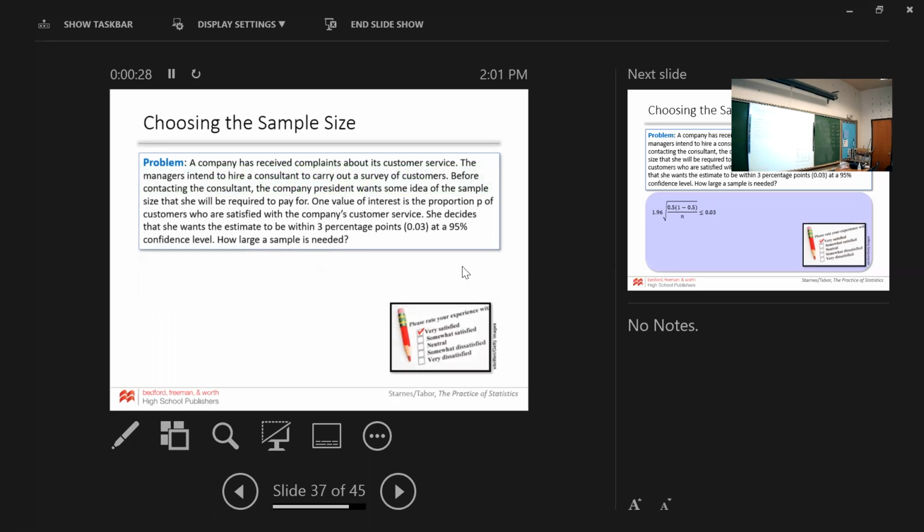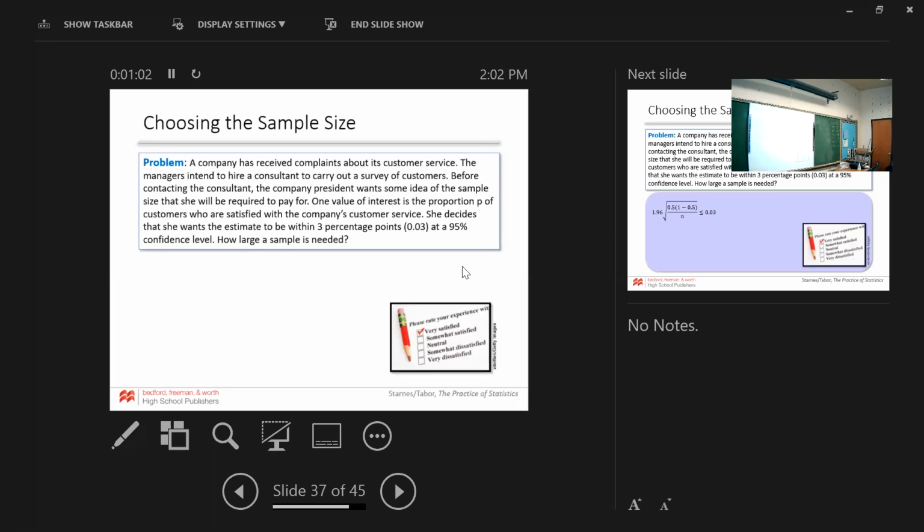So here's the example. The company has complaints. They want the proportion of customers who are satisfied with their customer service. She wants the estimate to be within 3 percentage points. So you're looking at this thing. 95% confidence level. They want the width here to be 3 percentage points. Now, coincidentally, that's what it was on another problem. But they want the margin of error to be 3%. That's it. Okay? So how could you find N?